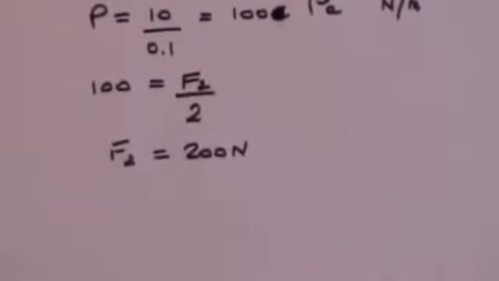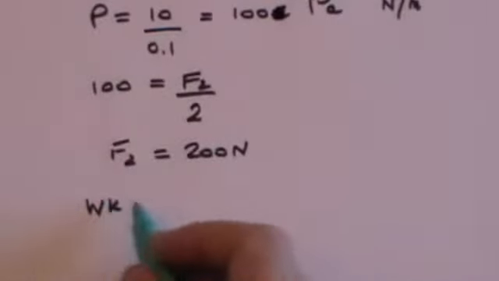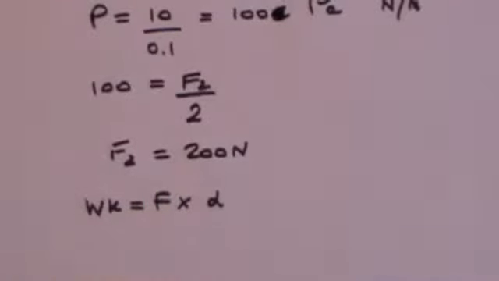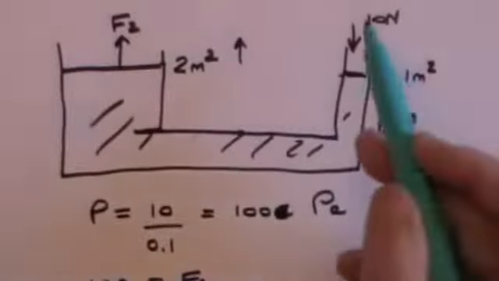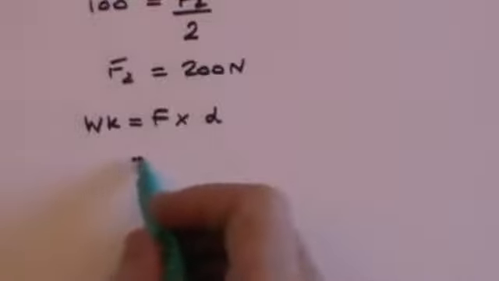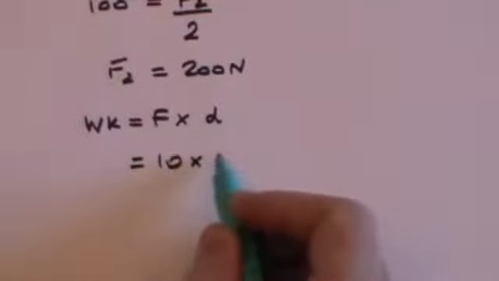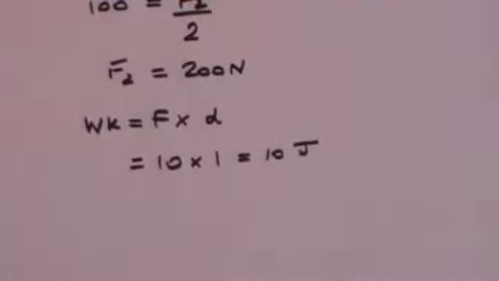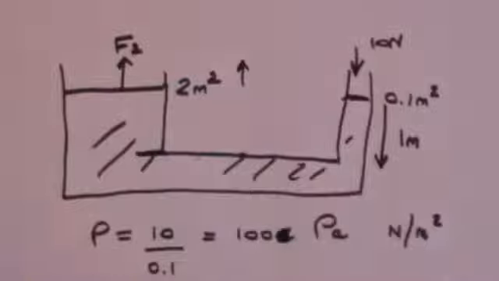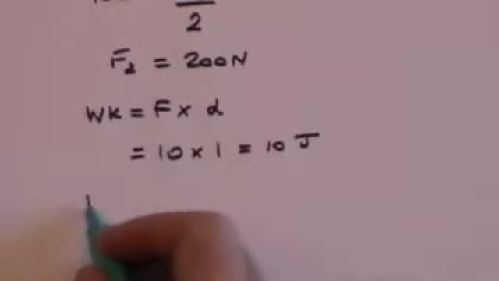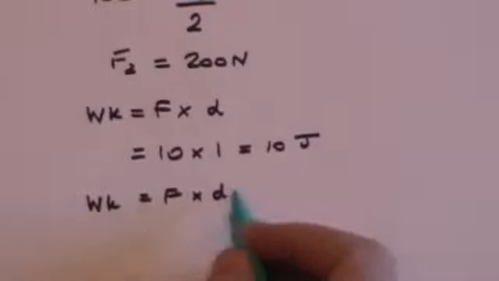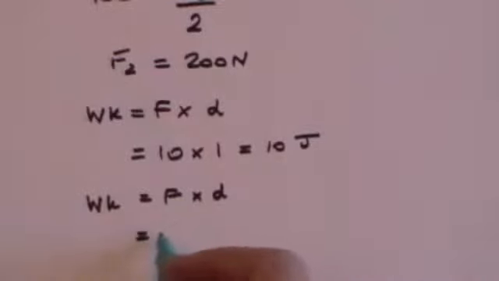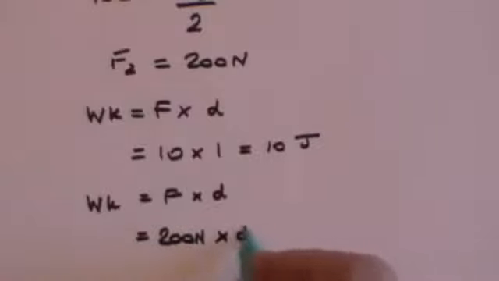And you'll remember that work is the same on both sides, and work is force times distance. On this side, I've got a force of 10 newtons travelling through a distance of 1 metre. So on the left-hand side, that work is going to be 10 newtons times 1 metre, which is 10 joules, because work is a measure of energy. And the same work is therefore done on this side. So on this side, the work is going to be, again, force times distance. We know that the force is 200 newtons, because we calculated that, times the distance.